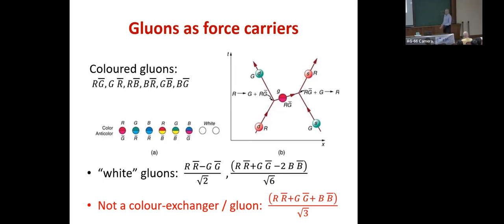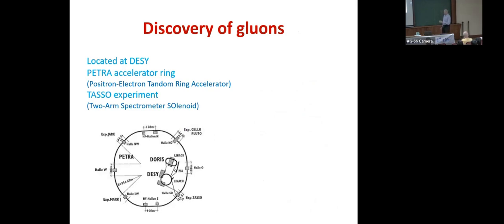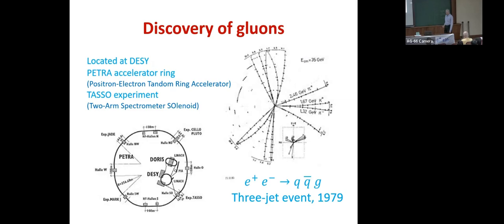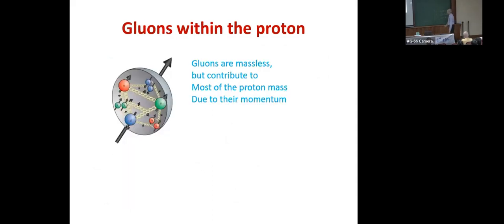But that would be speaking too soon, because we know that they are actually different. But this is the proof that it actually exists. We saw it yesterday. This was the 3-jet event at the Tasso experiment, which showed you that gluons actually exist. Now, these gluons are different from photons. They have many different properties.